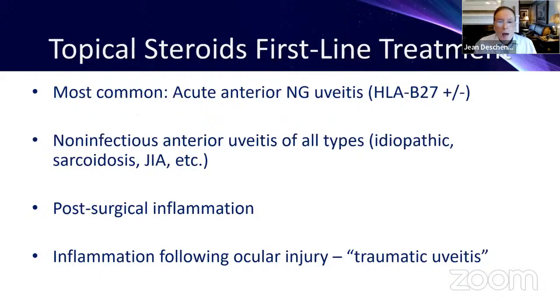So topical corticosteroids in anterior uveitis are the first line of treatment. They are most commonly used in acute anterior non-granulomatous uveitis, like the HLA-B27 related uveitis, and the non-infectious anterior uveitis of all types, like idiopathic uveitis, sarcoidosis, juvenile inflammatory arthritis, etc. Also in post-surgical inflammation and in inflammation following ocular injury, the topical traumatic uveitis.